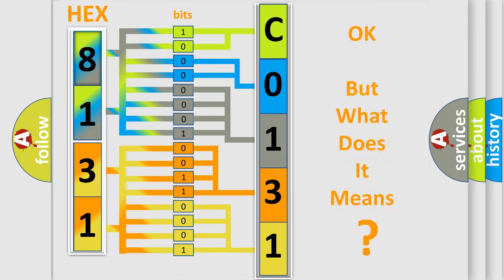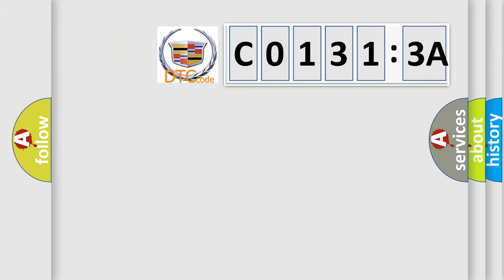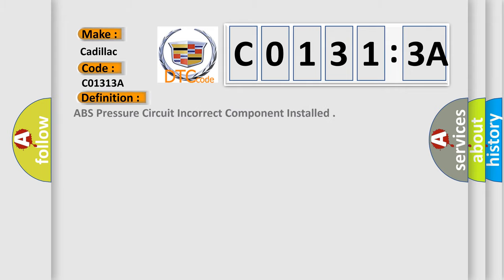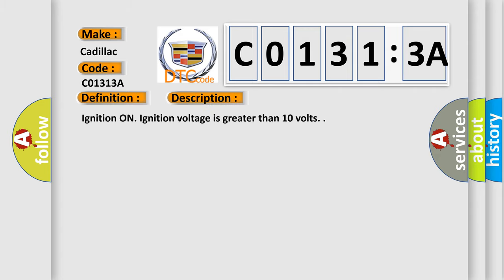The number itself does not make sense to us if we cannot assign information about what it actually expresses. So, what does the Diagnostic Trouble Code C0131-3A interpret specifically for Cadillac car manufacturers? The basic definition is ABS pressure circuit incorrect component installed. And now this is a short description of this DTC code. Ignition on. Ignition voltage is greater than 10 volts.